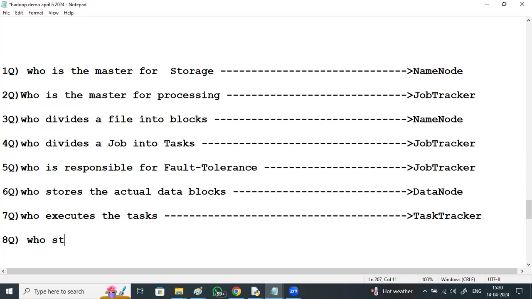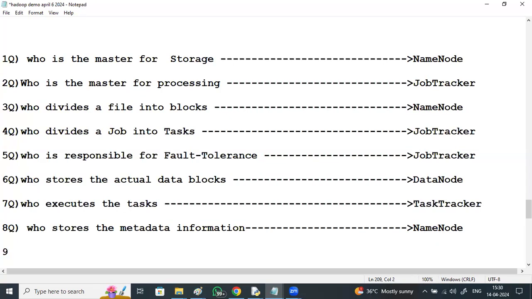Who stores the metadata information? Name node. Who takes care in absence of name node? Secondary name node.